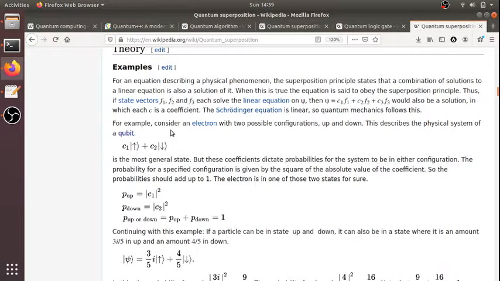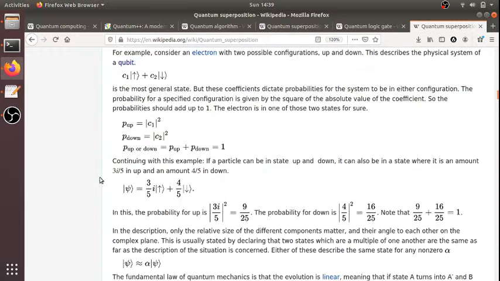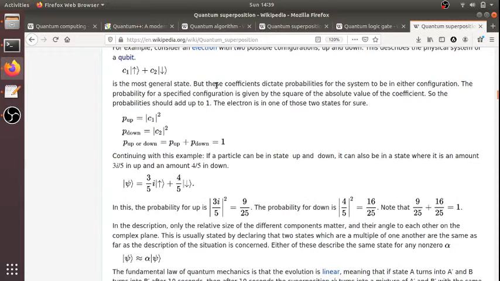For example, consider an electron with two possible configurations, up and down. This describes the physical system of a qubit, up and down. This is the most general state, but these coefficients dictate probabilities for the system to be in either configuration. The probability for a specified configuration is given by the square of the absolute value. Okay, this is like probability.